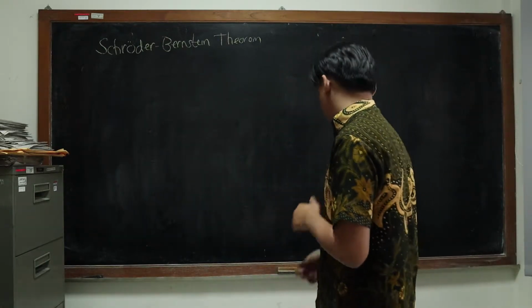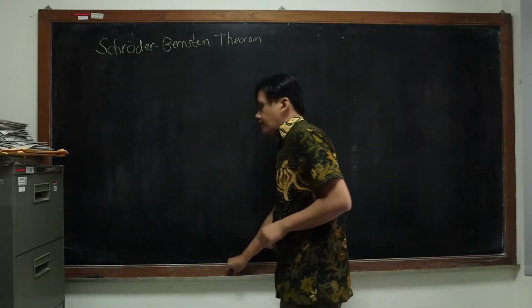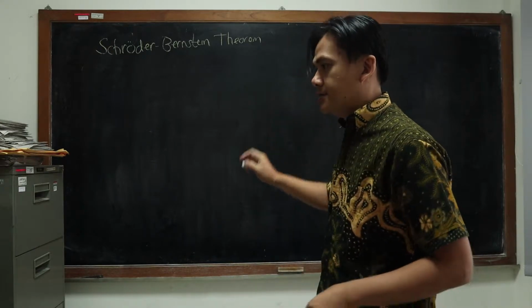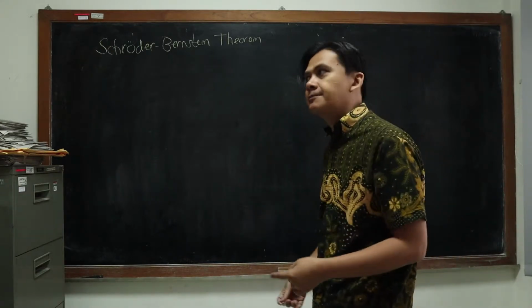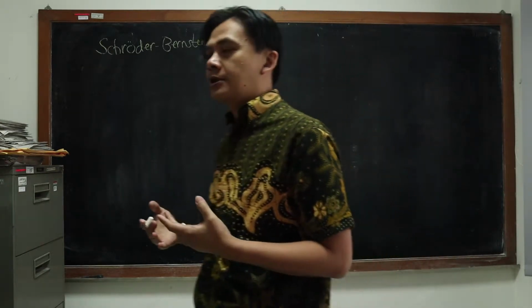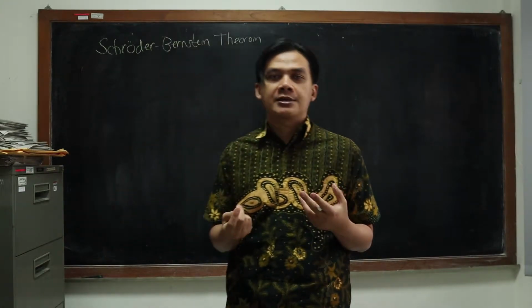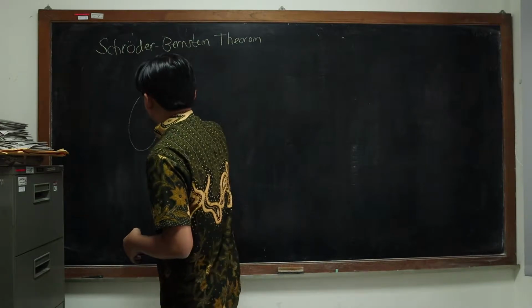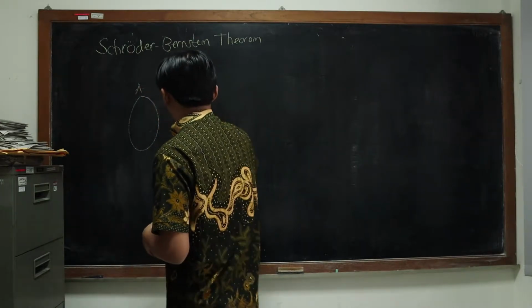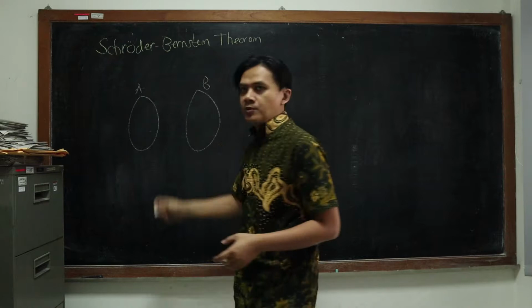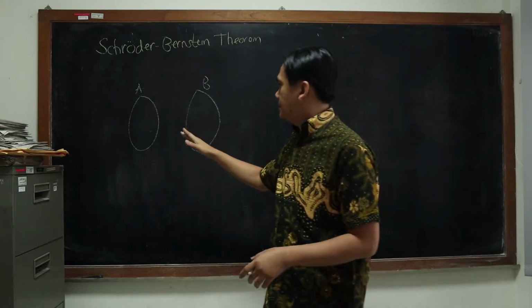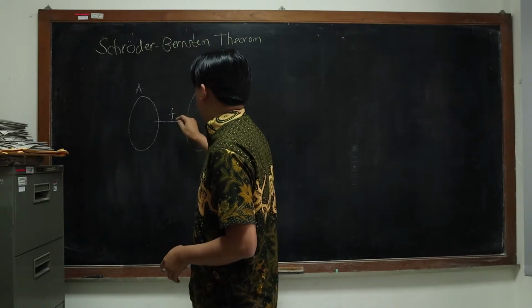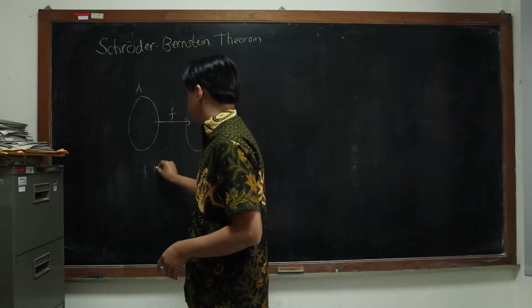Schroder-Bernstein Theorem. Before we write explicitly what the theorem says, it is basically about how we can conclude that two sets have the same cardinality, right? So let us consider the following situation. Suppose we have two sets A and B such that we have a map F where F is injective.